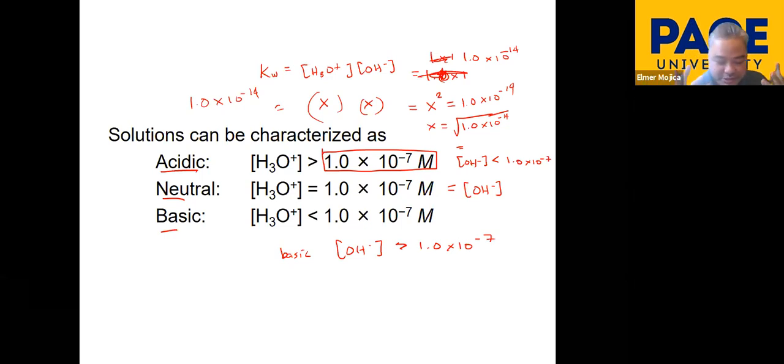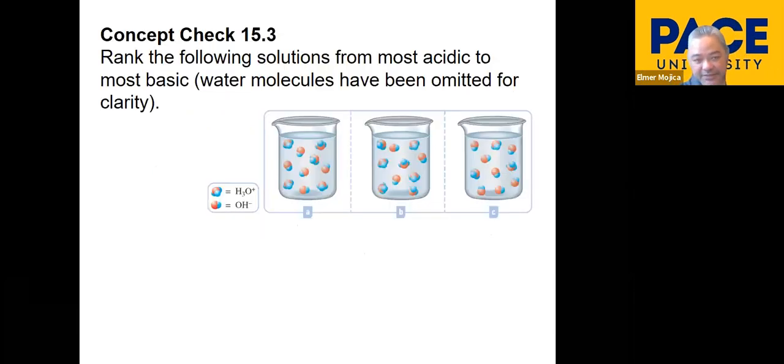But if we're going to look at the molecular view on how they look like, usually this is how they will look like. You will be asked here, rank the following solutions from the most acidic to most basic. Water molecules have been omitted for clarity. So the one that you have there is just either H3O+ or hydroxide. If it's acidic, that means there's more hydronium ion compared to hydroxide. If it's the other way around, then it is basic. If the numbers are the same, then it is neutral.